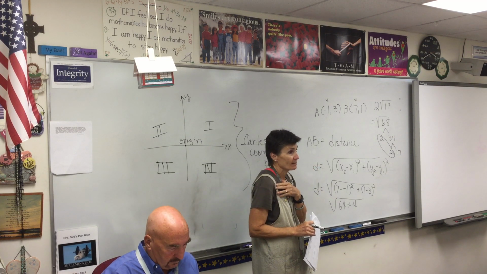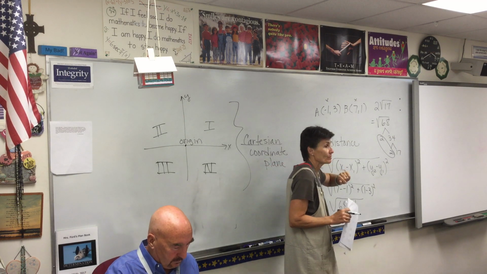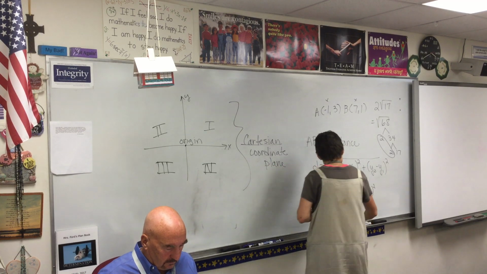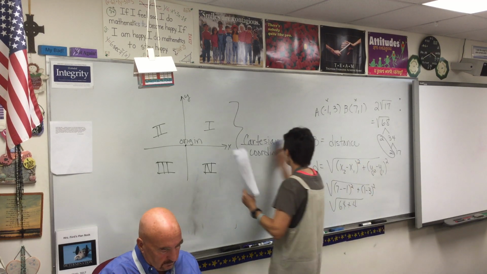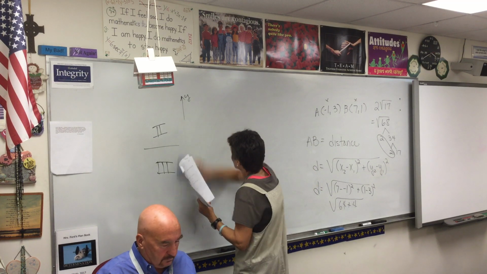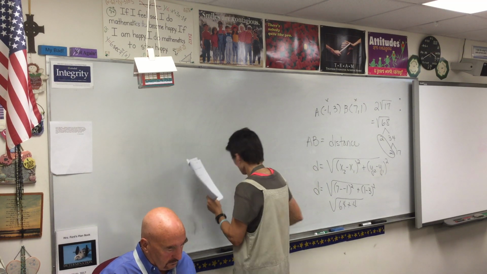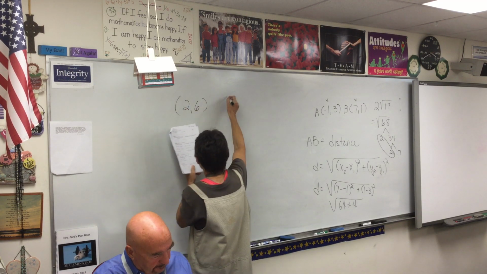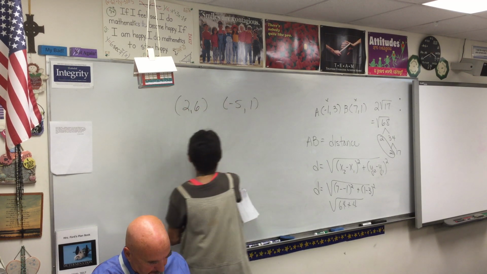Everything else stays inside. So the answer to the question is 2 root 17. All right, let's go through B together, and then you can do a couple on your own. So B, we're finding the distance between (2, 6) and (-5, 1).